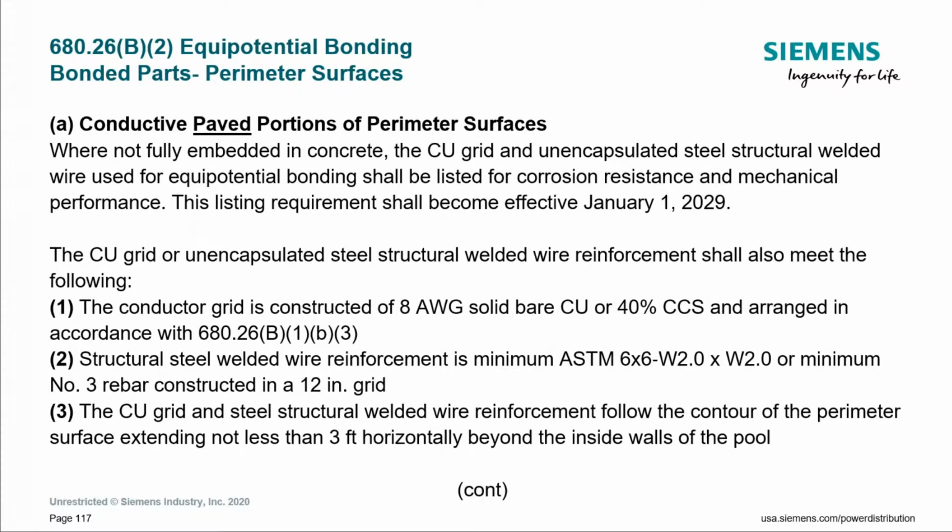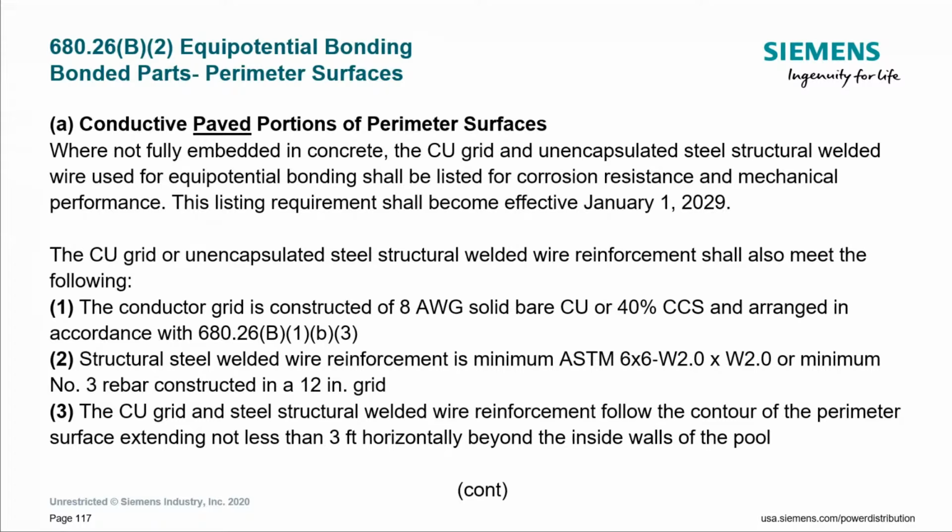The copper grid and unencapsulated steel structural welded mesh used for the equipotential bonding shall be listed for corrosion resistance. And again, you brought that up, whether or not that mesh is listed for corrosion resistance or direction in the earth. But it says here, if you're going to use it, it has to be. So I would have to assume that the ASTM A615 or the A1022 or A1064, all these ASTM standards would give guidance for this type of stuff, right? Well, it probably does, but I don't think that affects listing.